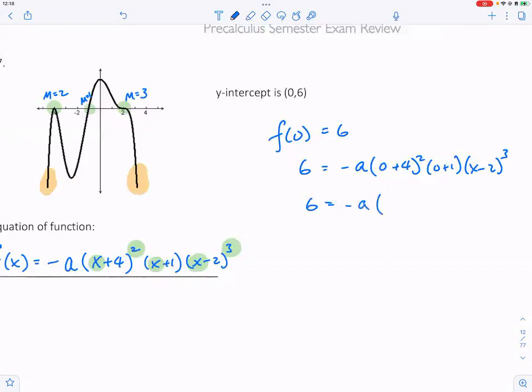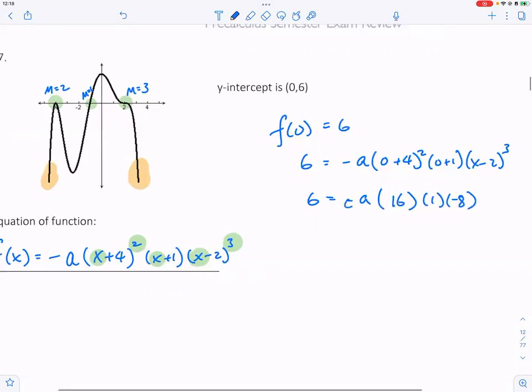So you have negative a, 4 squared is 16, times 1, times -2 cubed, which is -8. So don't forget the negative. The negative and negative will become positive. So you can go ahead and divide the 16 and 8 to the other side. So a is equal to 6 over 16 times 8.